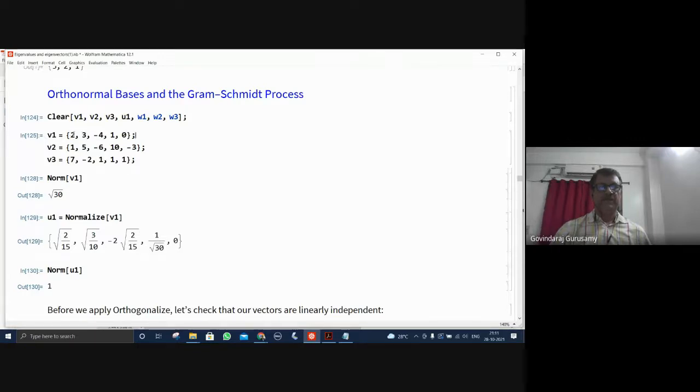You have a 2, 1, 2, 3, 4, 5 dimensions vector which you have in column vector. V2 is another vector. V3 is another vector. Three vectors independently I'm going to handle. It is in 5 dimensions.